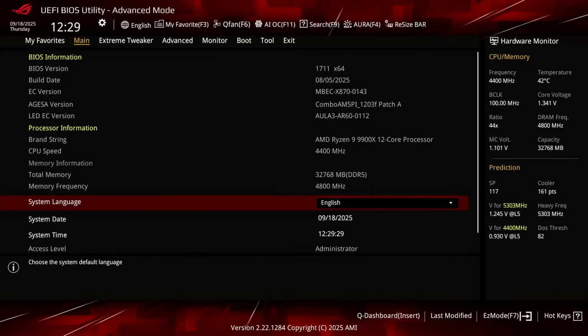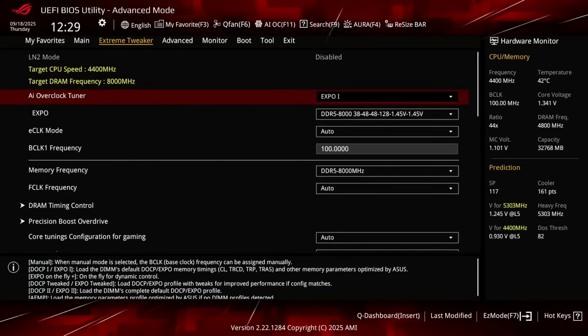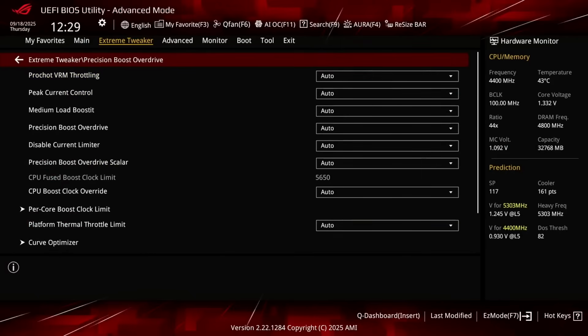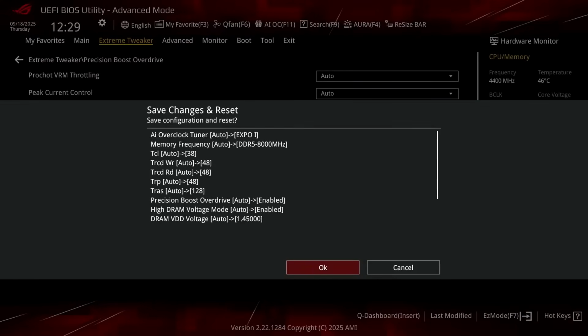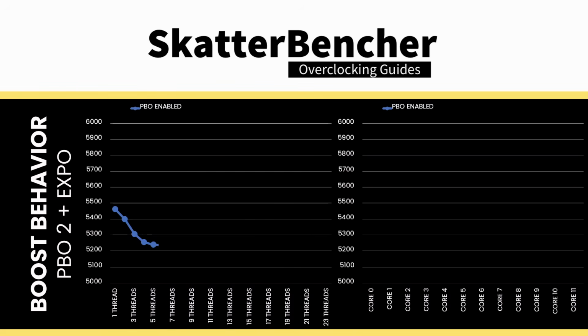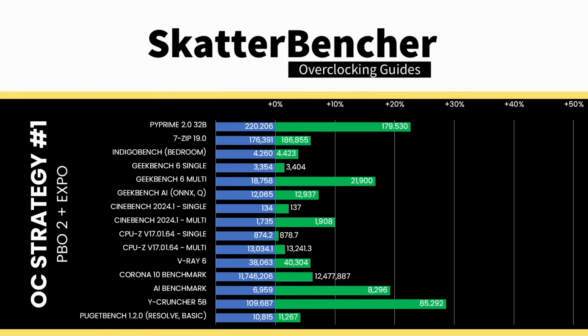Upon entering the BIOS, the boost frequency at one active thread is about 5463 MHz, and the average boost frequency gradually trails off to 5144 MHz when all cores are active. In light single-threaded workloads, all cores in CCD0 can boost to over 5.5 GHz, and all cores in CCD1 boost over 5.4 GHz. We reran the benchmarks and checked the performance increase compared to the default operation.